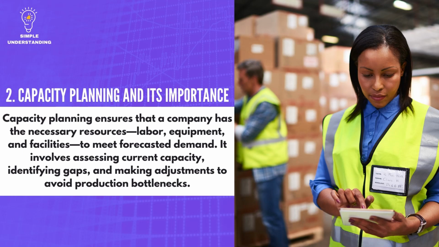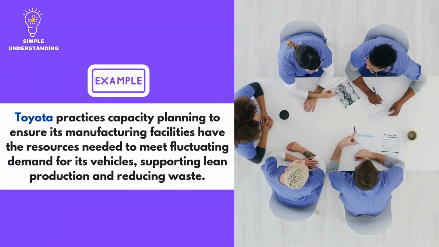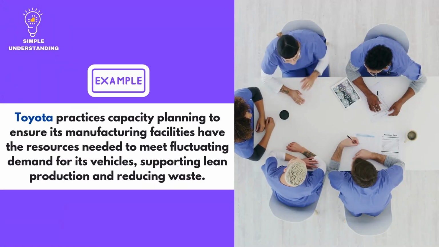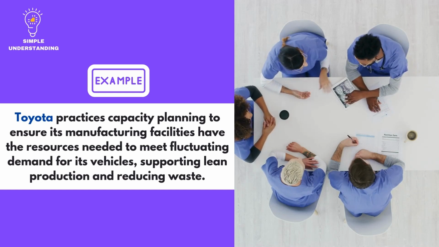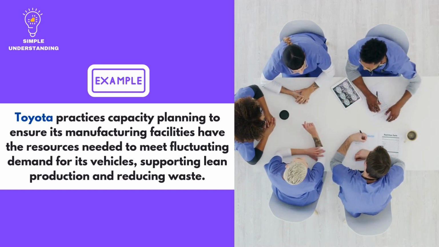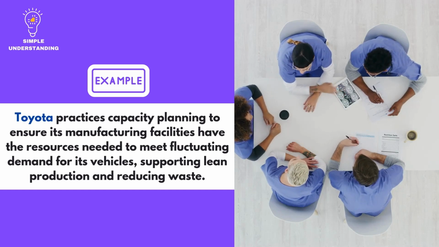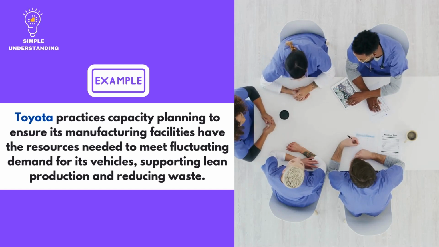2. Capacity planning and its importance. Explanation. Capacity planning ensures that a company has the necessary resources, labor, equipment, and facilities to meet forecasted demand. It involves assessing current capacity, identifying gaps, and making adjustments to avoid production bottlenecks. Real company example. Toyota practices capacity planning to ensure its manufacturing facilities have the resources needed to meet fluctuating demand for its vehicles, supporting lean production and reducing waste.